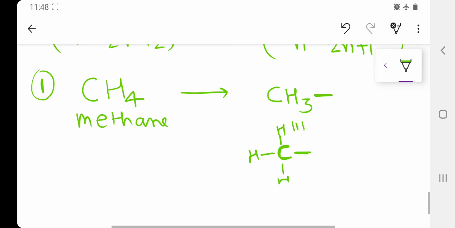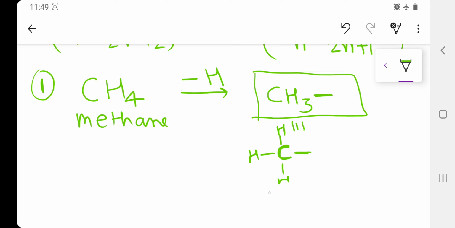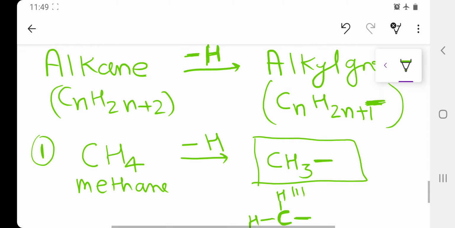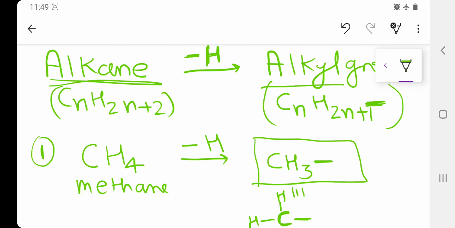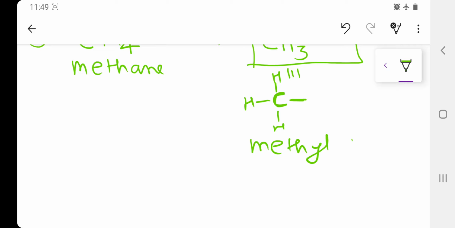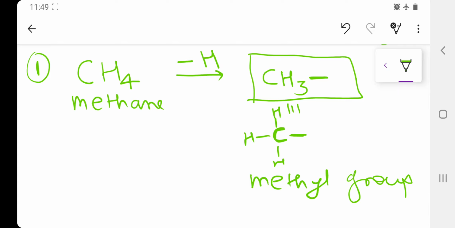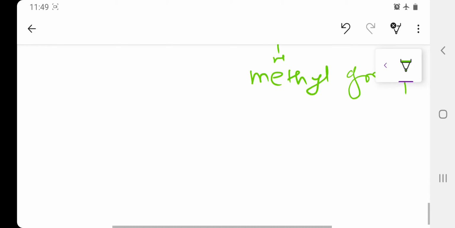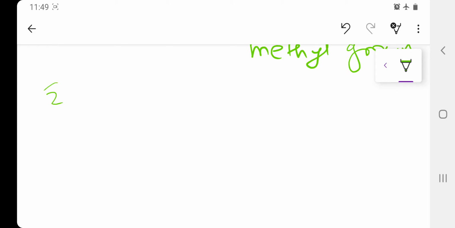Then you understood this thing, methane, after removal of one hydrogen, will give you this group. This is not a molecule anymore, this is only the group called methyl group. Then alkane gives rise to alkyl group. Alkane gives rise to what? Alkyl group. Then methane is giving rise to what? Methyl group. Now this is a group, but methane was what? Methane was a compound, and this individual methane was what? Molecule.